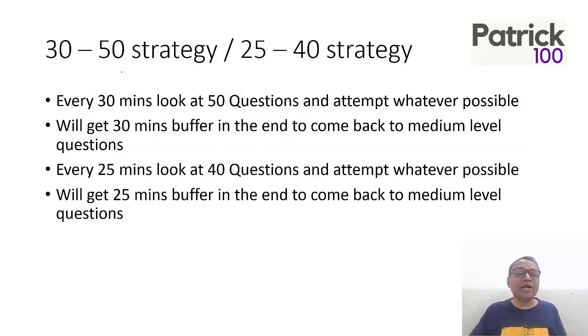You have similar 30-50 strategies, where every 30 minutes you solve 50 questions. Basically you solve the whole paper in 2 hours, and in the next half an hour you come back to the medium level questions which take more time. It's the same with 25 minutes, 40: you finish the paper earlier and come back to the medium level questions later on. You can try this strategy, but again I would recommend a two-round or three-round strategy.